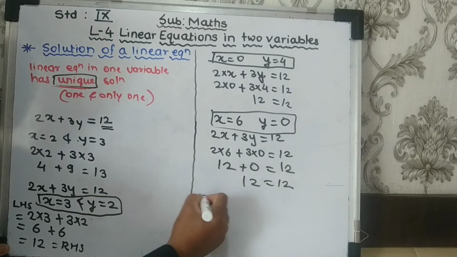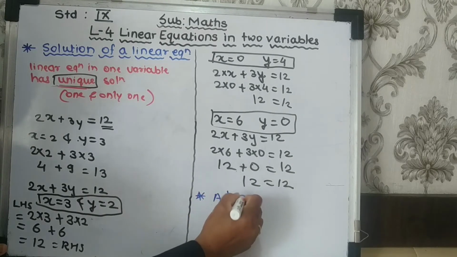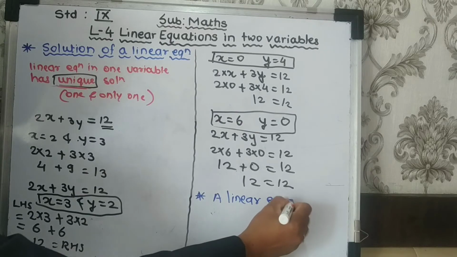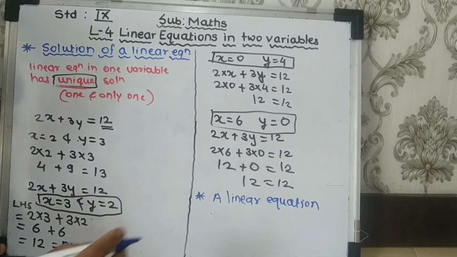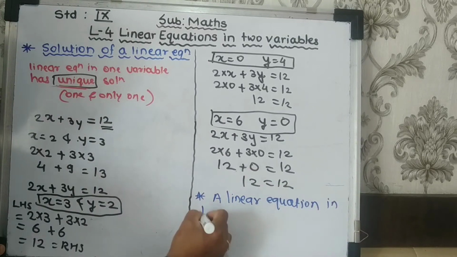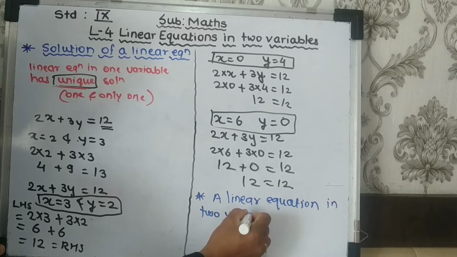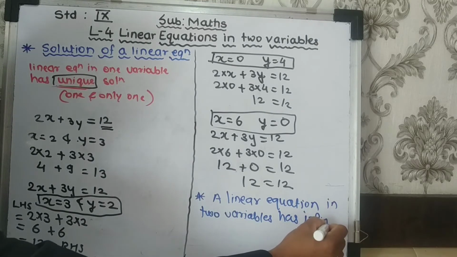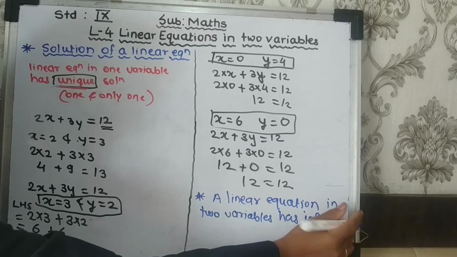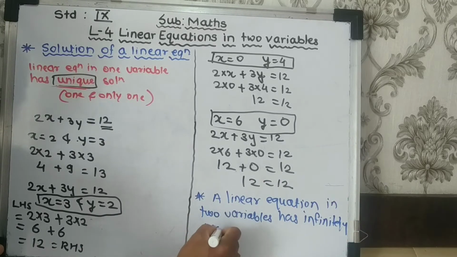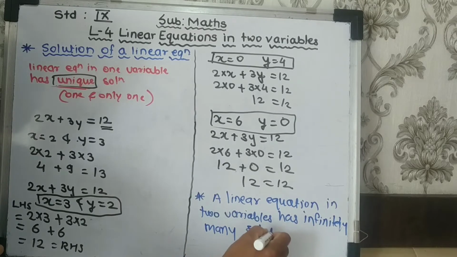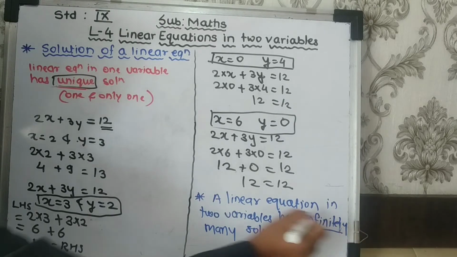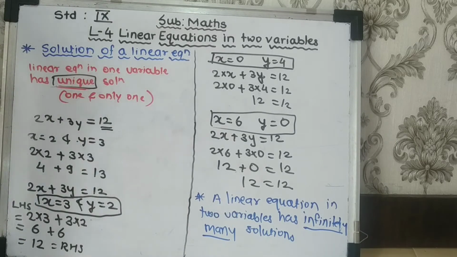So I'll write here: a linear equation in two variables has infinitely many solutions. This word is important: infinitely many solutions. What is this? It means we are not getting only a single value.